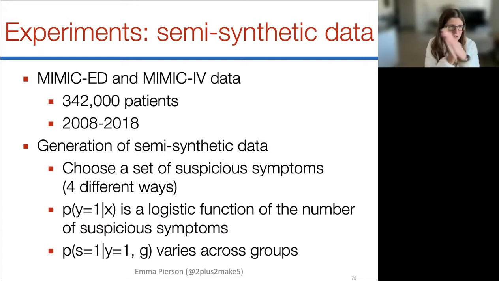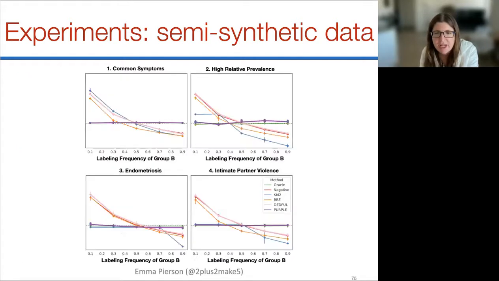We do this in 4 different ways, sort of simulating 4 different diseases to examine a realistic range of cases. And in all cases, we find that purple is able to continue to recover the relative prevalence. Here again, our method is consistently lying across the dotted line, indicating perfect recovery of the true relative prevalence, whereas other methods are not at all consistent.